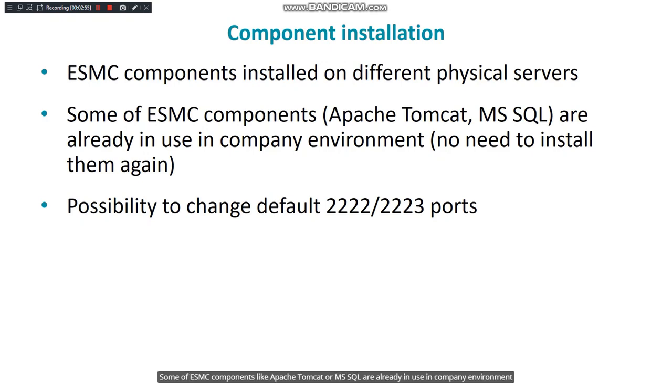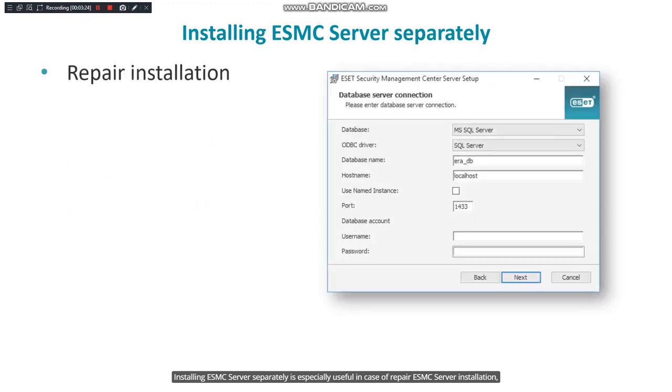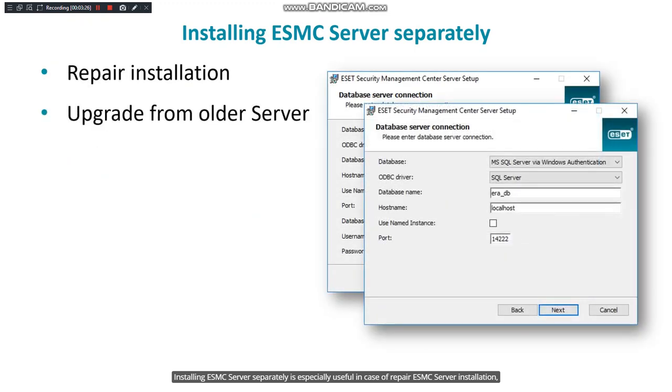Some of ESMC components like Apache Tomcat or MS SQL are already in use in company environment and there's no need to install them again. You may need to change the default ESMC ports because they are already in use in company environment. However, it is possible to change ports in ESMC server settings and agent settings after installation. Installing ESMC server separately is especially useful in case of repair ESMC server installation, ESMC server upgrade or database restore.